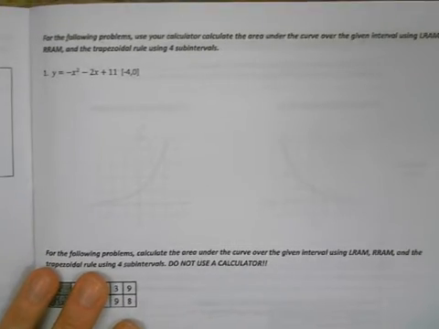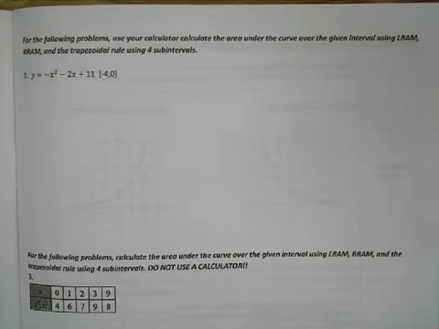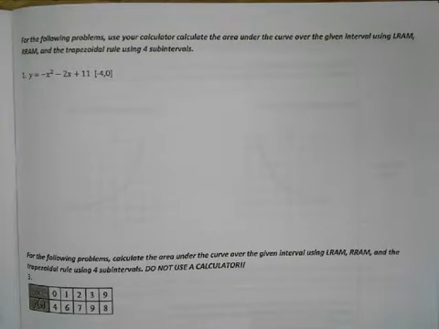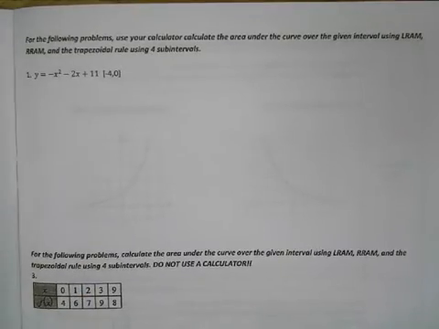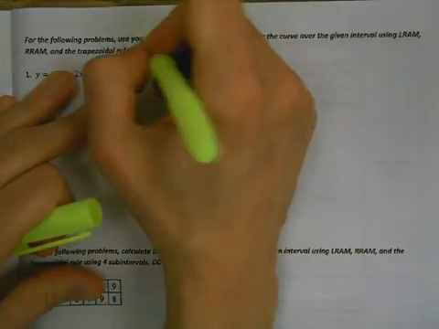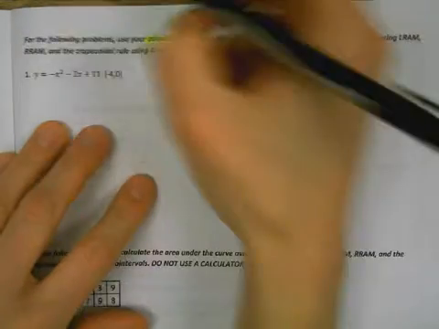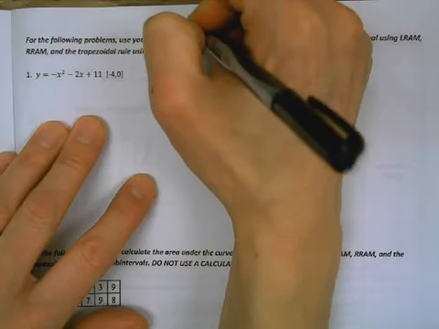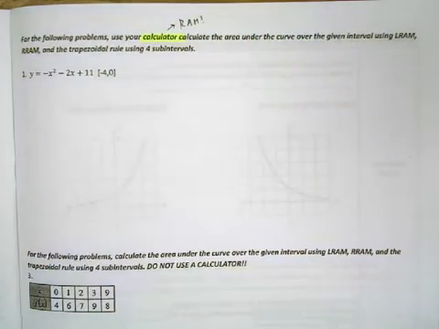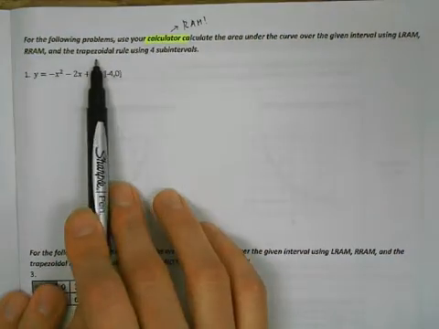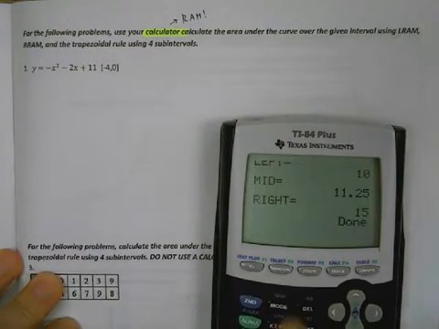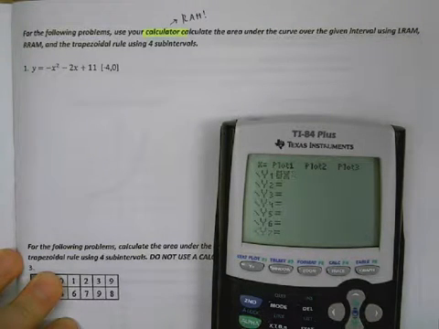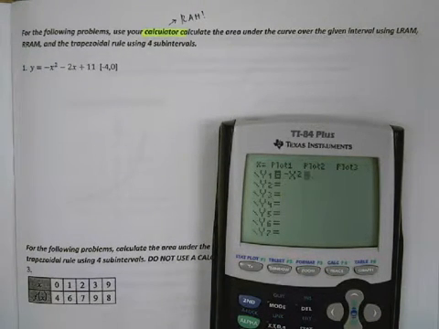Okay, so for number 1 here, it says for the following problems, we're going to use our calculator to calculate the area under the curve over the given interval using LRAM, RRAM, and the trapezoidal rule. Since it tells us to use our calculator, we're going to use our RAM program. And again, when it asks for trapezoidal, we just have to remember that that's the average of LRAM and RRAM. So the first thing we're going to do, so we don't forget, is put that function in y equals. So I have -x squared minus 2x plus 11.